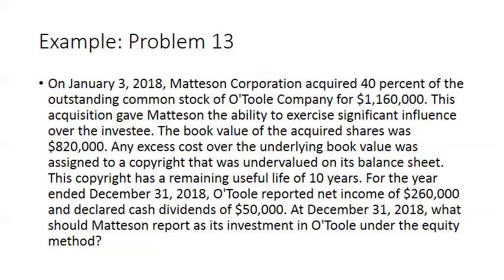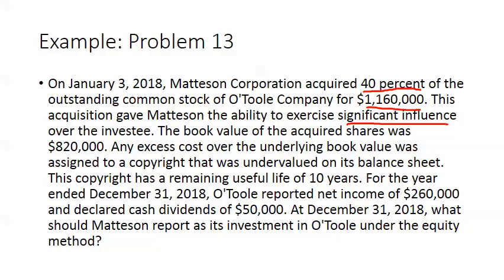Here's an example. This is problem 13 from your book. On January 3rd, 2018, Madison Corporation acquired 40%. Let's stop right there. 40%. That's between 20 and 50. That normally means we're going to use the equity method. Of the outstanding common stock of O'Toole Company for, that's the purchase price or the cost. This acquisition gave Madison the ability to exercise significant influence. That's another key language for the use of the equity method over the investee.